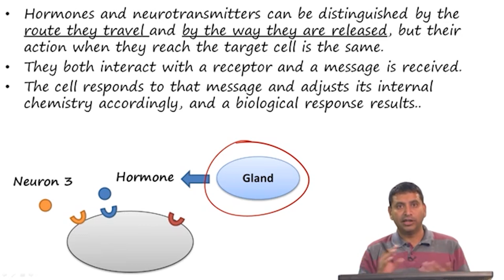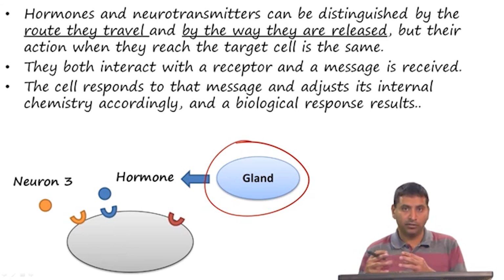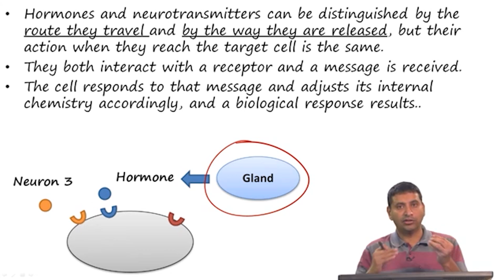They both interact with the receptor, and a message is received inside the cell. Whatever happens in terms of the receptor binding and further signal transmission remains more or less the same, but the major difference is that hormones have a longer route to travel, and for neurotransmitters the route that they travel is much shorter.